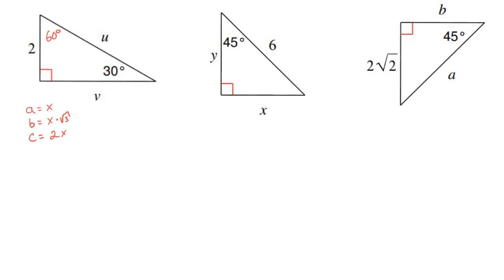So we can identify U very quickly. The longest side is equal to 2 times the smallest side. So U is equal to 4. How do we know that 2 is the smallest side? Well, the smallest side is across from the 30-degree angle.